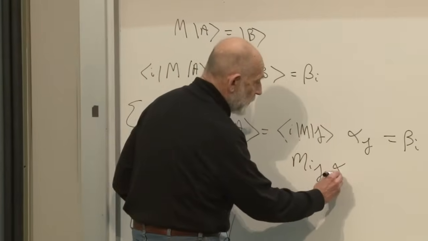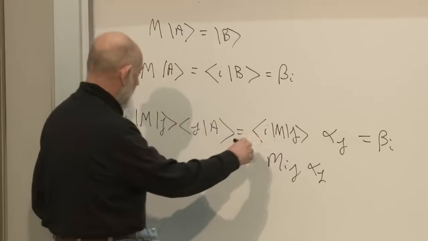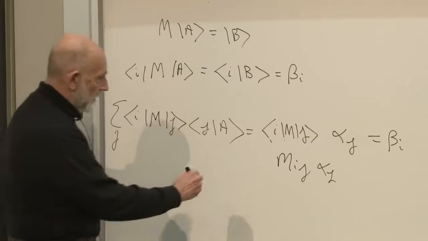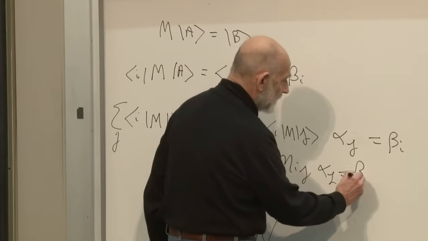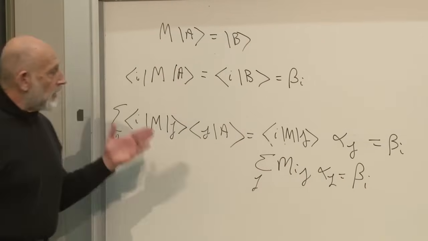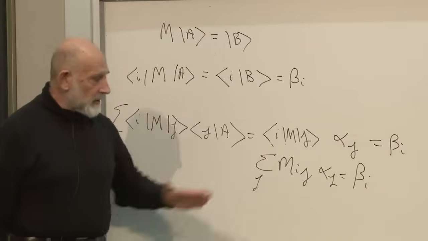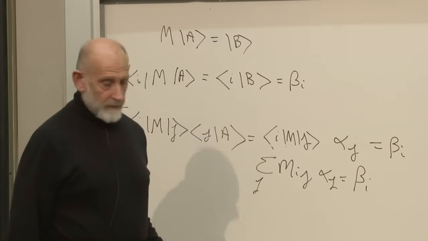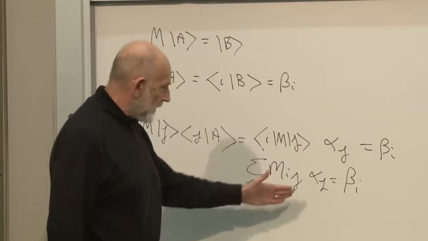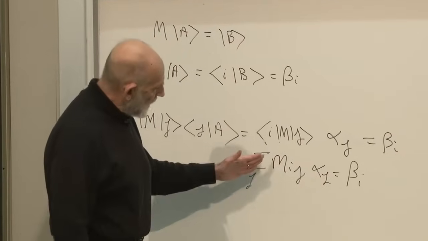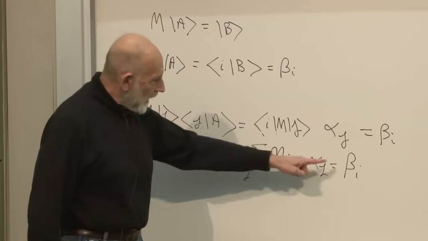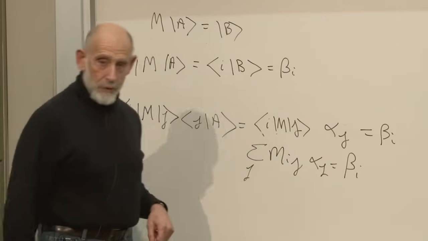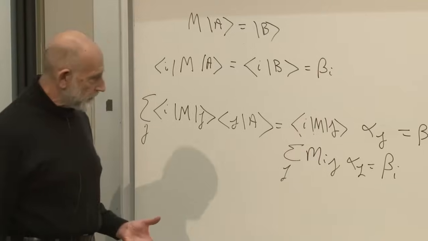This times alpha j, summed over j. I left out the sum over j here. Let's put it back in. Sum on j is equal to beta i. If somebody hands you the collection of M_ij's, and somebody hands you a vector in the form of its components, you can then start sweeping through it and calculating what the components of the output are in terms of the input.